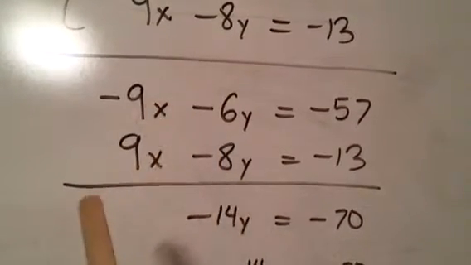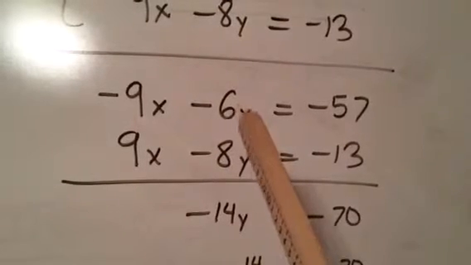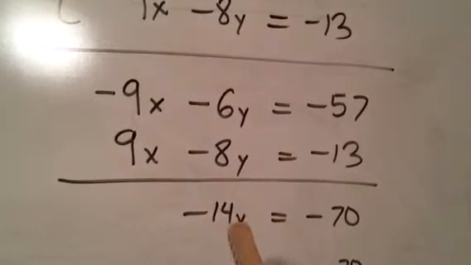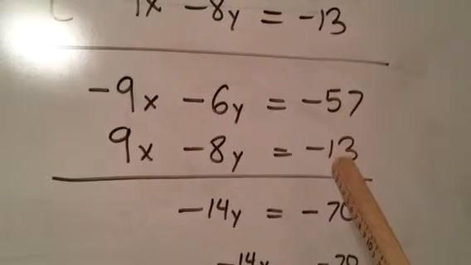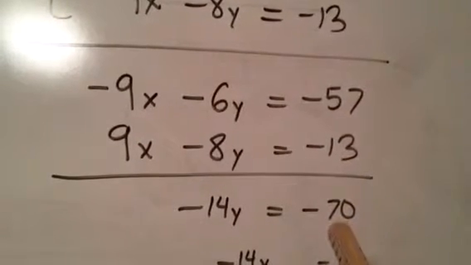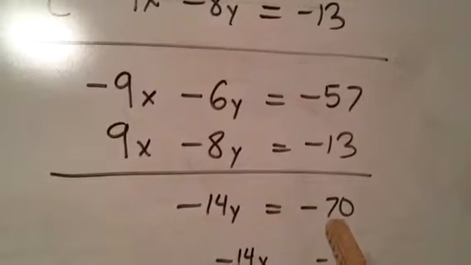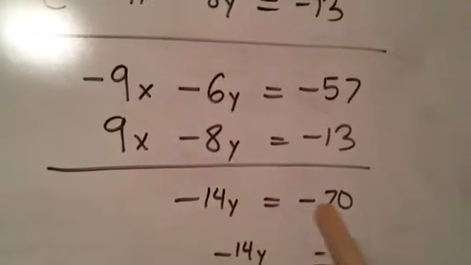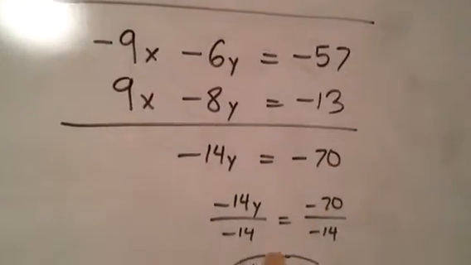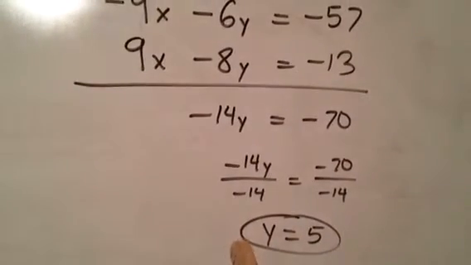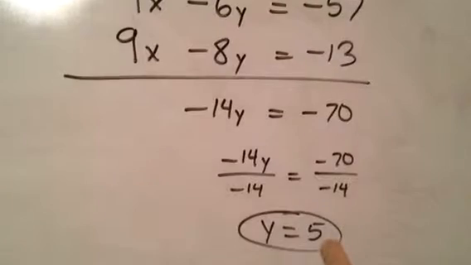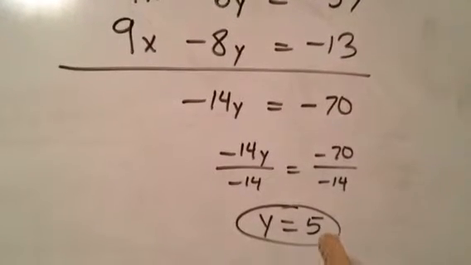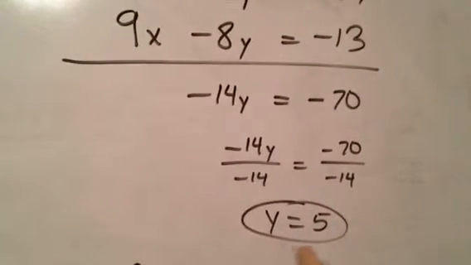9x and negative 9x cancel. Negative 6y and a negative 8y combine to make negative 14y. Negative 57 and negative 13 combine together to make negative 70. This one-step equation can be solved by dividing both sides by negative 14, and therefore negative 70 divided by negative 14 gives you a positive 5 for the y.